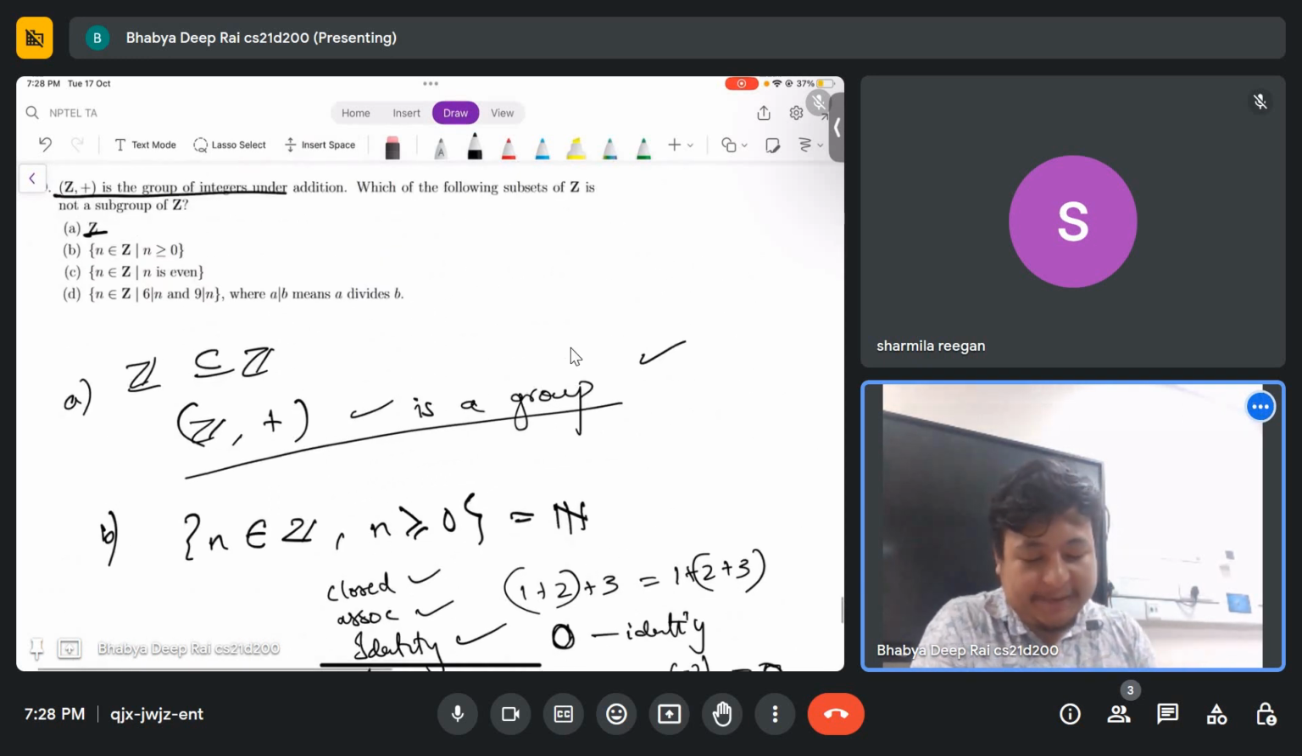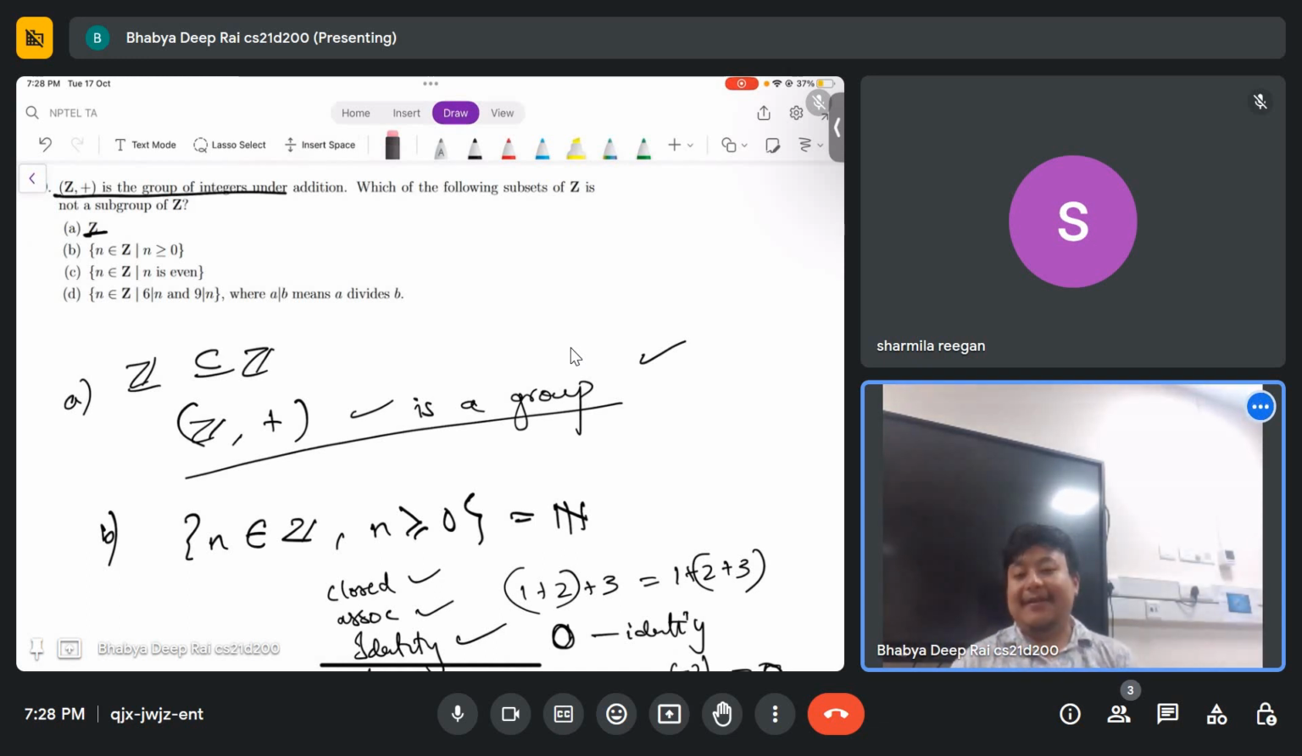So I hope that was clear. Okay, can you tell me about this one? Think about it. The set consists of all the even numbers. Is this a group?